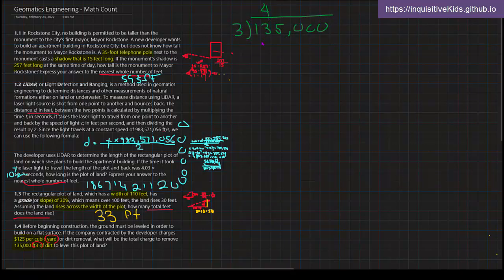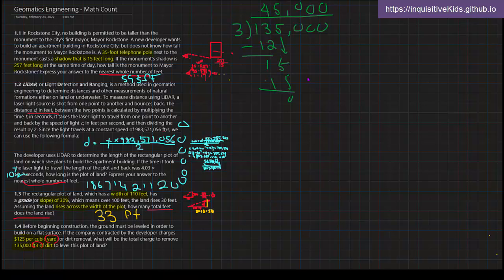So this is 12, 1, 5, 5, 15. Okay, that's 0. And then we just add these zeros right here. So basically, we have 405,000 cubic yards. So what would be the total charge to remove this amount of dirt?